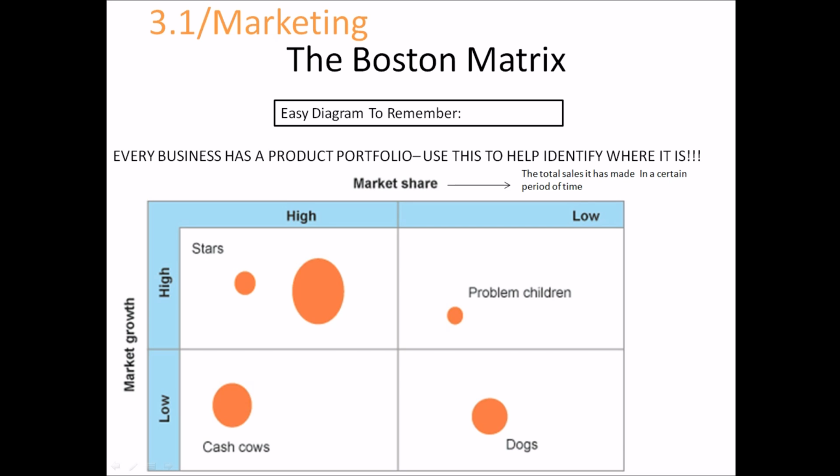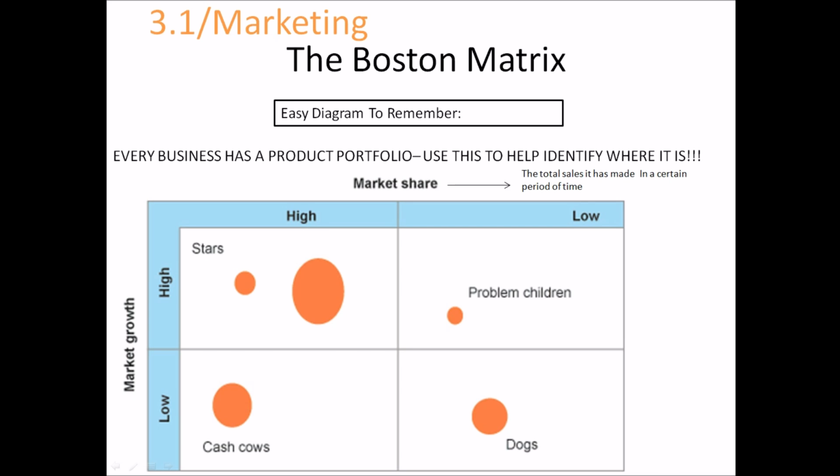There's stars, which is when you have a high market share and a high market growth. There's problem child, which is when you have a low market share but a high market growth. There's cash cows, which is high market share, low market growth. And there's dogs, which is a low market share and a low market growth. And I've put that up there.